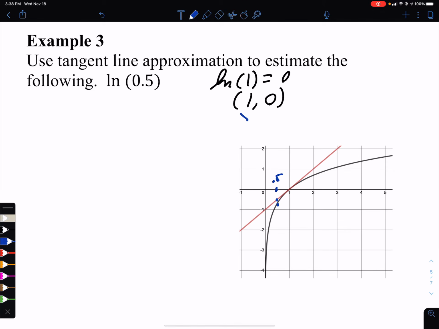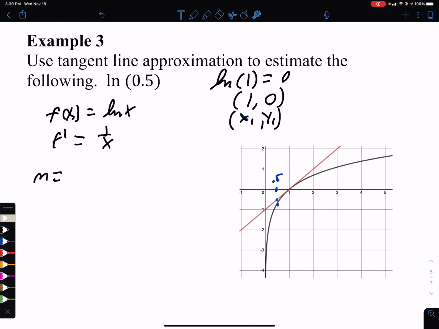So we have our x1, y1. That is a point that's relatively close to the point we're approximating. Now, my function, you should be able to see, is ln of x. So the derivative is 1 over x. The slope at (1, 0) is going to be the derivative at 1, which is 1.